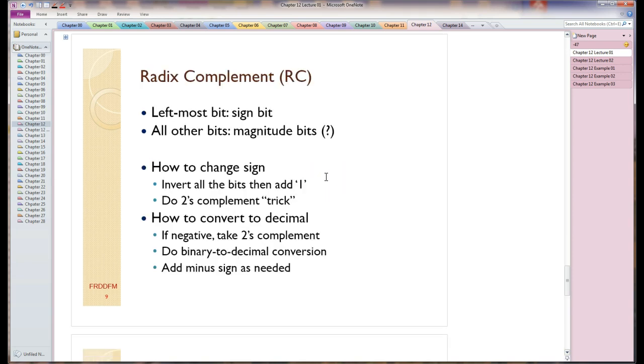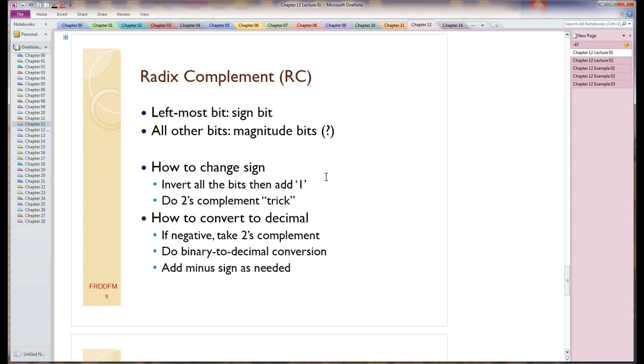Radix complement is a little bit different. The leftmost bit is always the sign bit. It's still the sign bit, but the other bits are questionable whether they're magnitude bits or not. I've been toiling with this. I don't really know. It's kind of a semantic argument. That's why I put a question mark here.